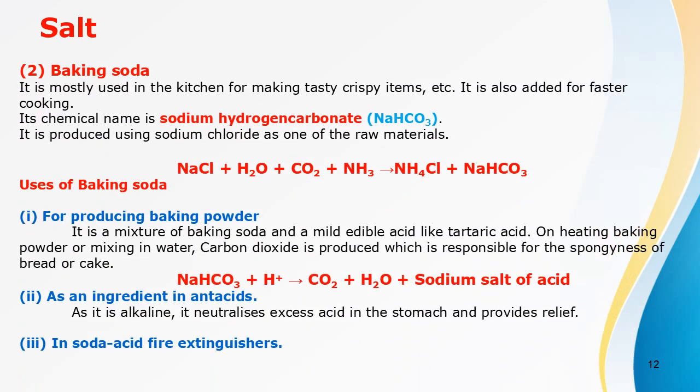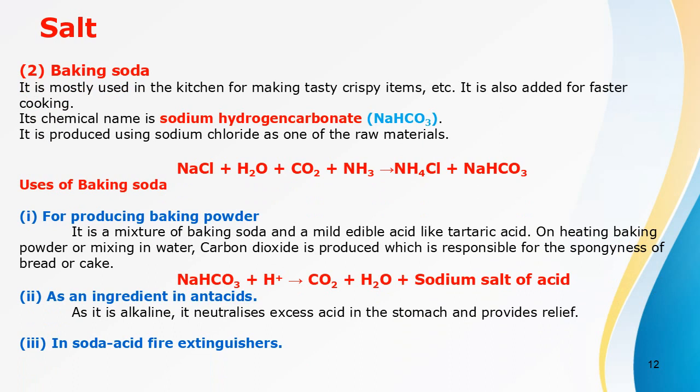Baking soda. It is mostly used in the kitchen for making tasty crispy items, etc. It is also added for faster cooking. Its chemical name is sodium hydrogen carbonate, that is NaHCO3. It is produced using sodium chloride as one of the raw materials.